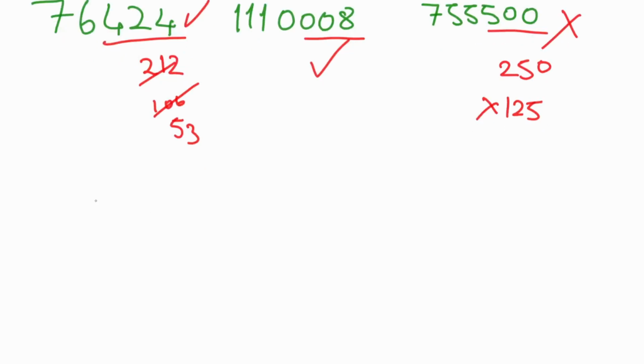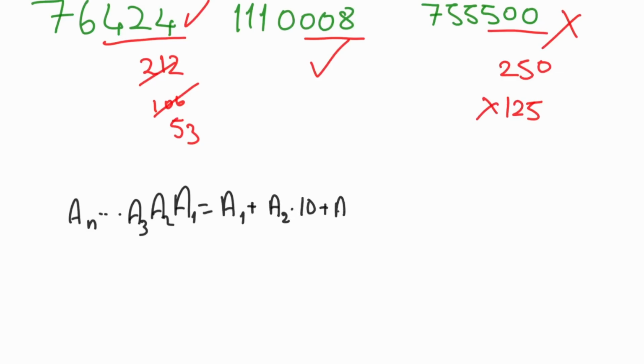To prove this rule, let's make a number with n digits: A1, A2, A3, up to AN. Let's write the place values. A1 plus A2 times 10 plus A3 times 100 plus A4 times 1000, because it's the thousands place, and A5 times 10,000. And it goes like that.